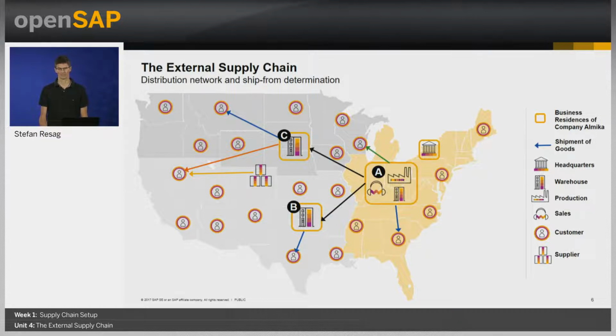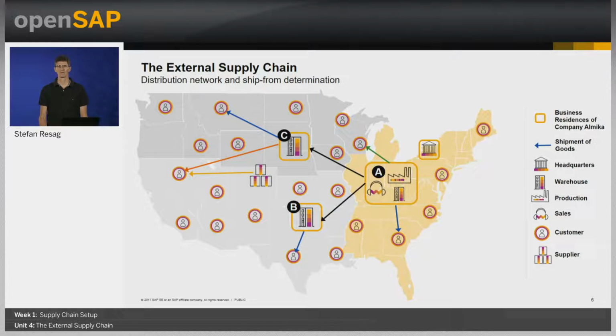warehouse to the customer. So, whenever a customer is in one of the orange-colored states, he would be delivered from warehouse A. The light gray states would be delivered from B, and the dark gray states would be delivered from C. These types of normal shipments are marked with a blue arrow. Of course, there could be exceptions to this assignment. There might be customers in a dark gray state which get their goods from warehouse A. See the green arrow in our example.